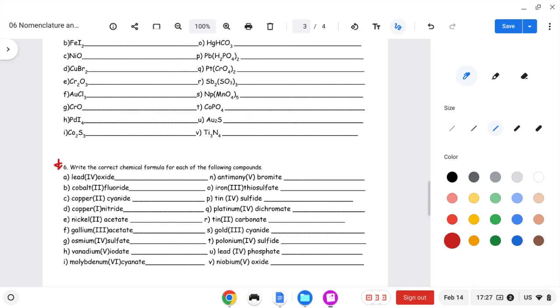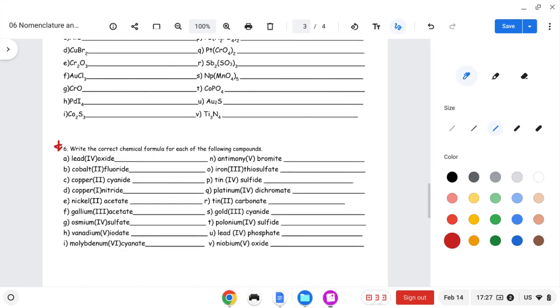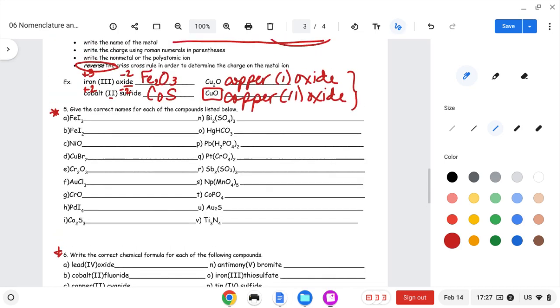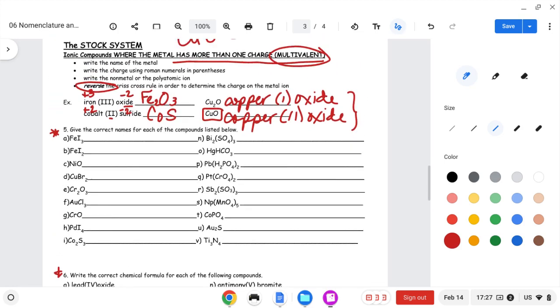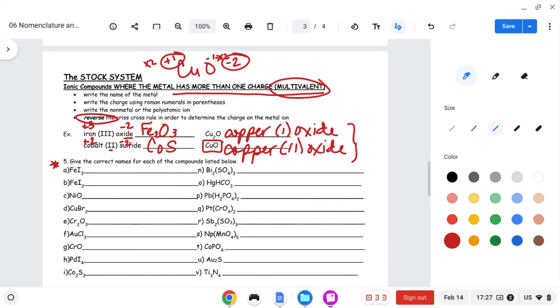We did a lot of this in grade 10, and maybe we're adding on a little bit here with the stock system, maybe with the polyatomics. And your resource note also has all kinds of great examples there that you can reference as well.